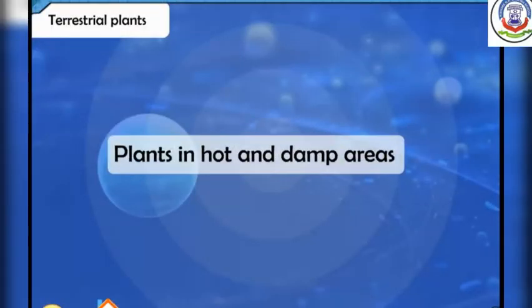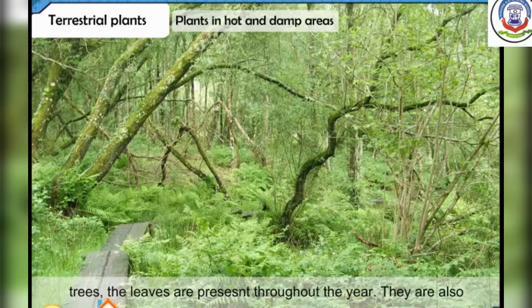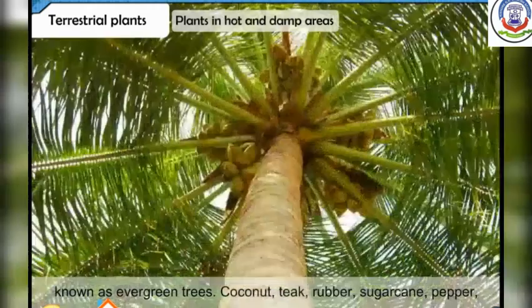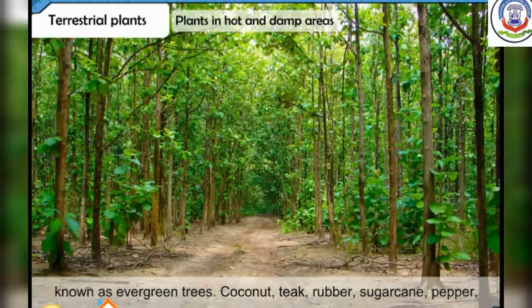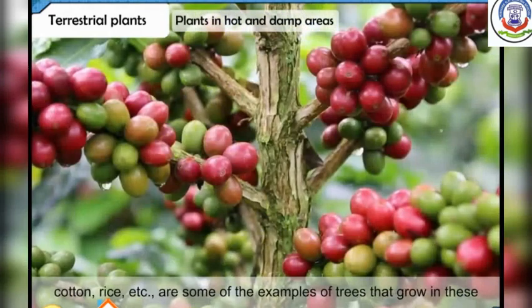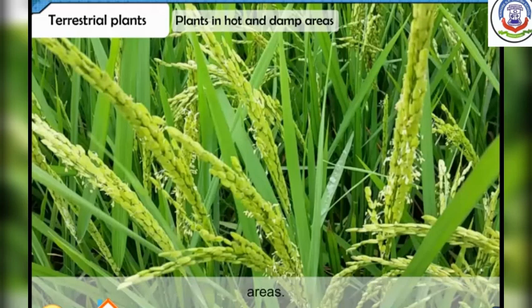Plants in hot and damp areas. Plants that grow in hot and damp areas have many leaves. In some trees, the leaves are present throughout the year. They are also known as evergreen trees. Coconut, teak, rubber, sugarcane, pepper, cotton, rice, etc. are some of the examples of trees that grow in these areas.